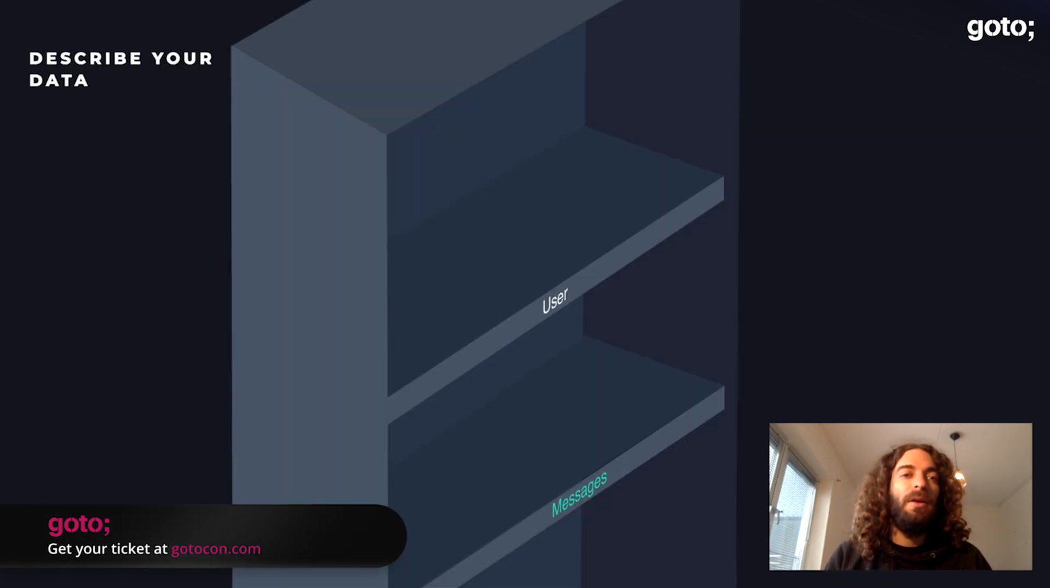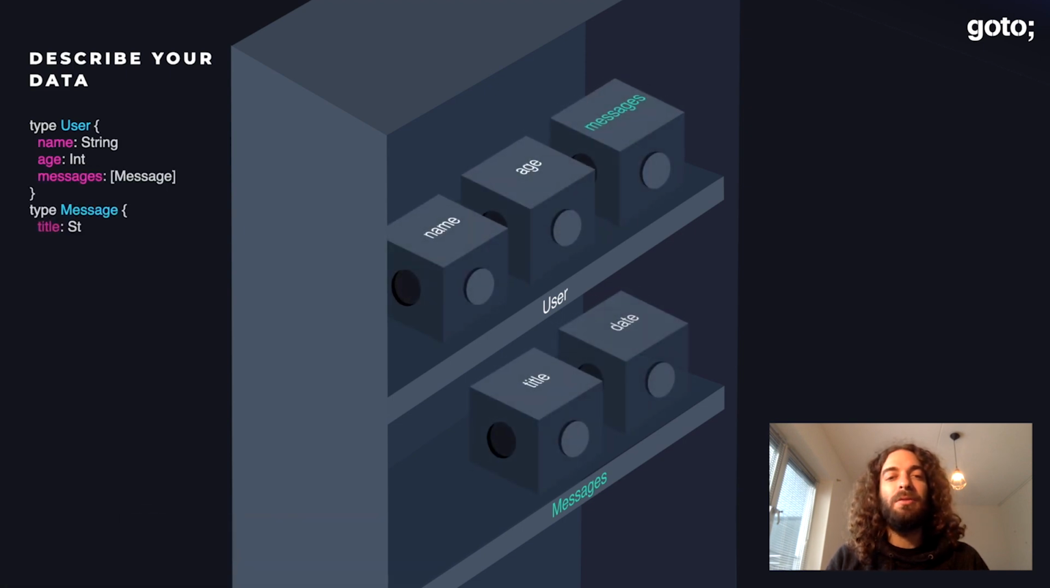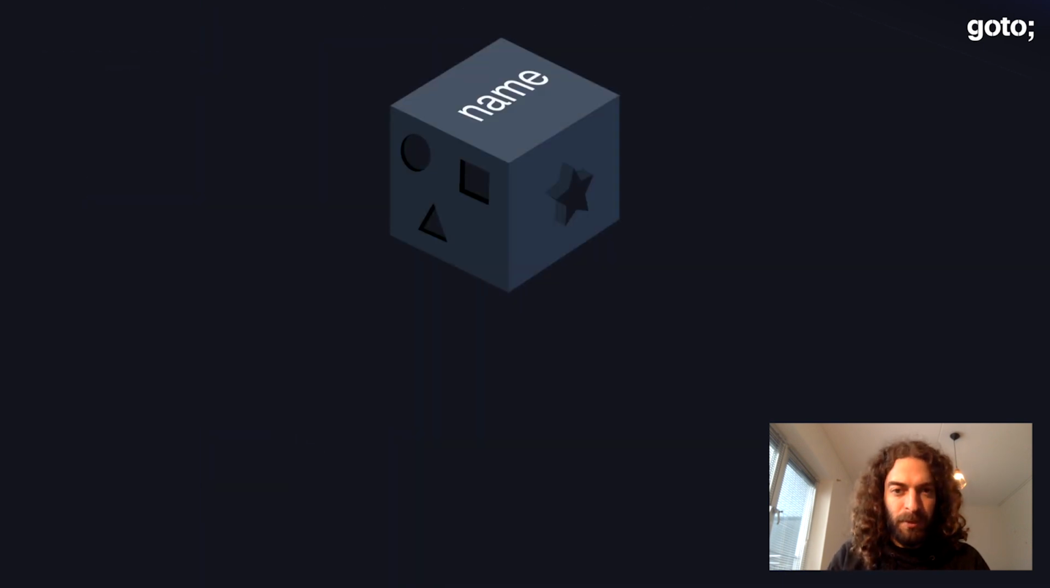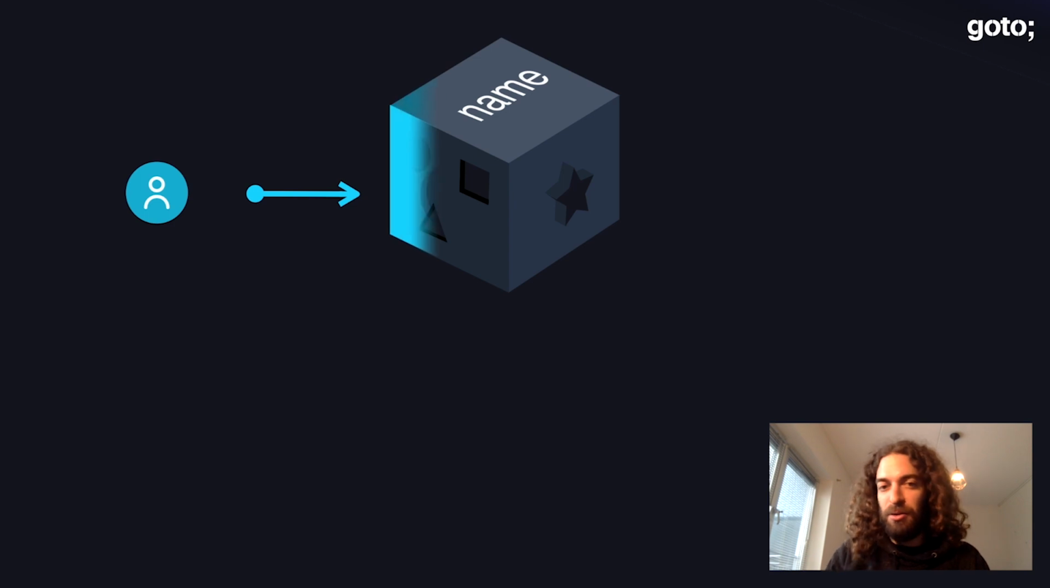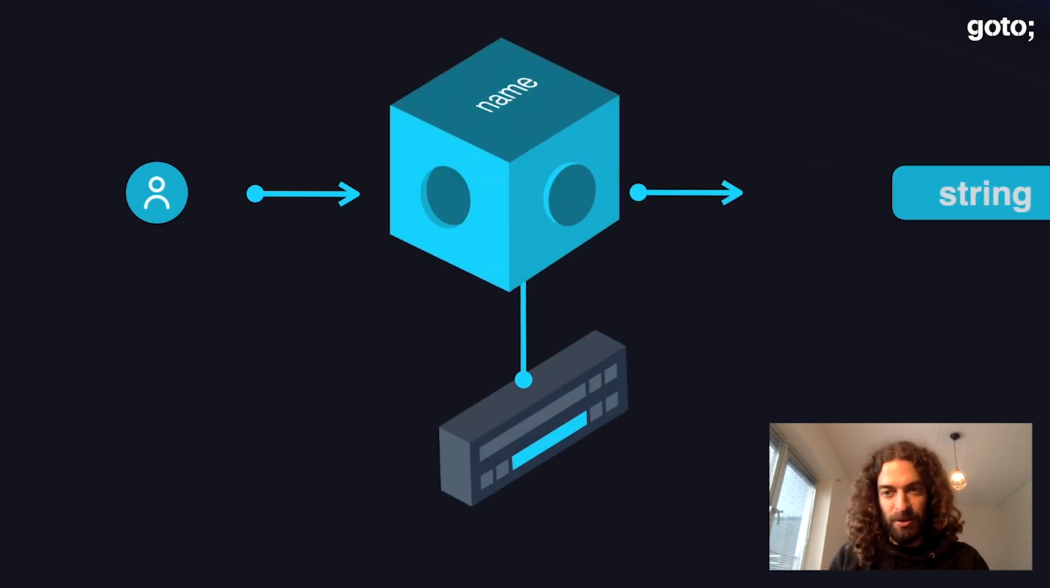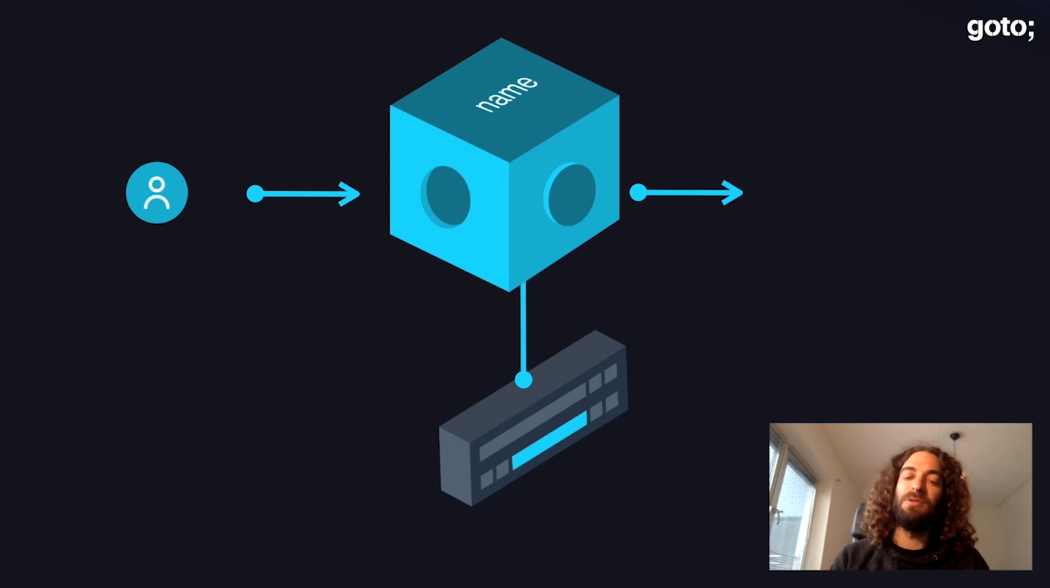When we describe the data and the schema, we also describe, in small boxes or basically functions that in GraphQL are called resolvers, how to fetch each field. For example, this box called user's name, we know that it's going to get a user, and then it's going to do some work, maybe call a data source or something like that, and it has to return a string that represents the user's name.